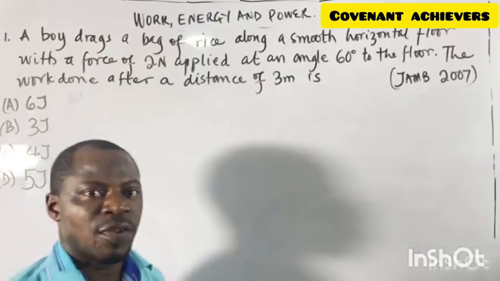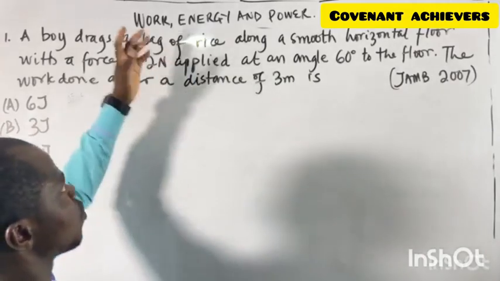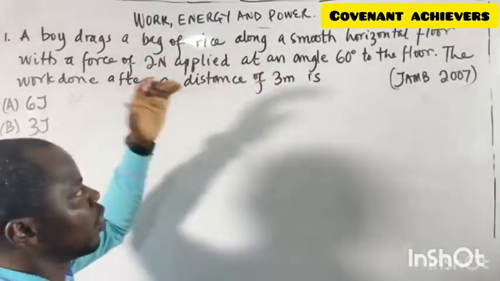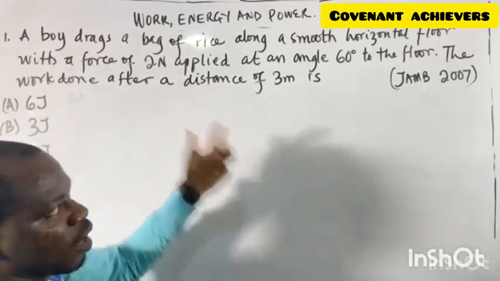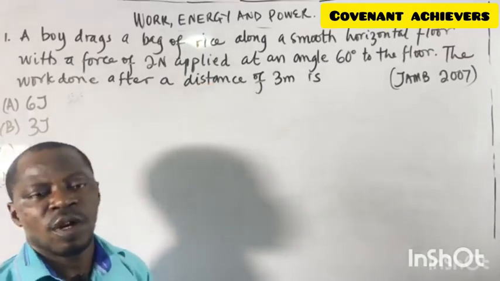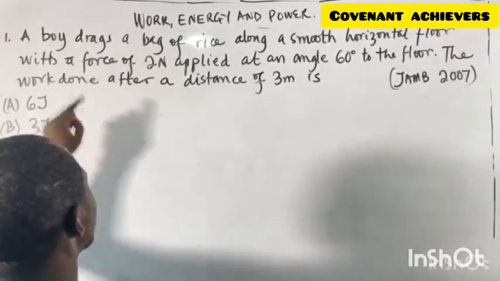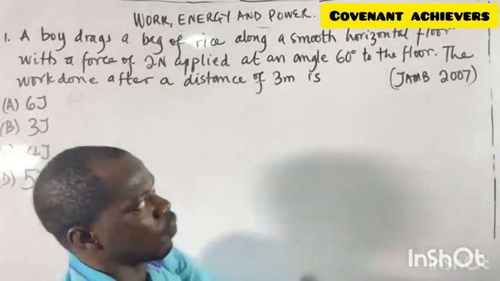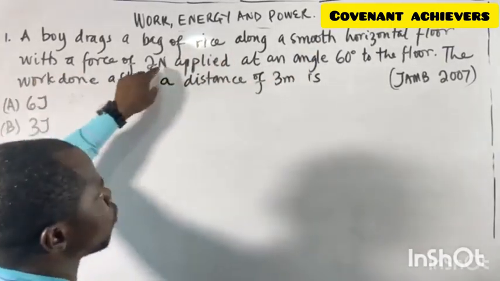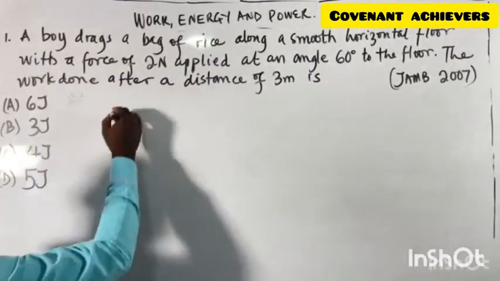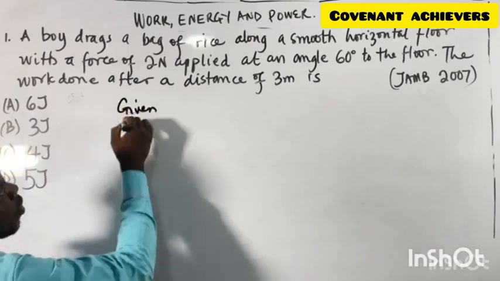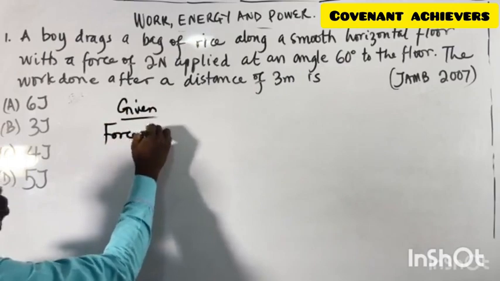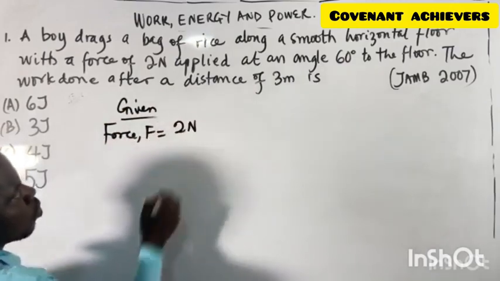As we have explained, we've discussed work, we talked about energy, and we talked about power. Now, in this aspect, we are going to be looking at the calculations based on what we have discussed. The question we have here is that a boy drags a bag of rice along a smooth horizontal floor with a force of 2 newtons. So let's take the parameters. What are the given data that we have? We are given the force F as 2 newtons.